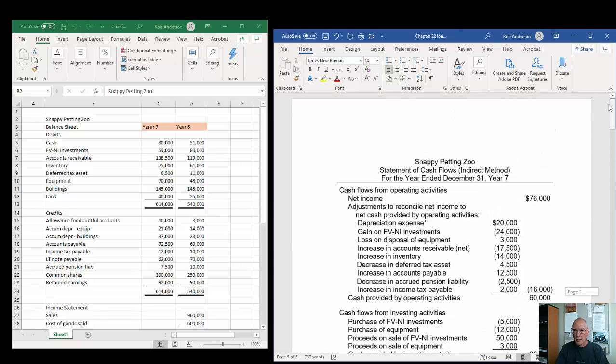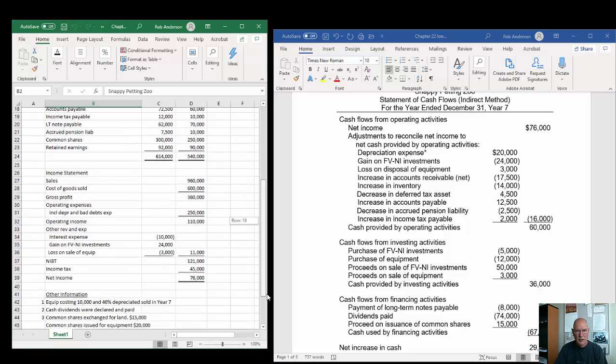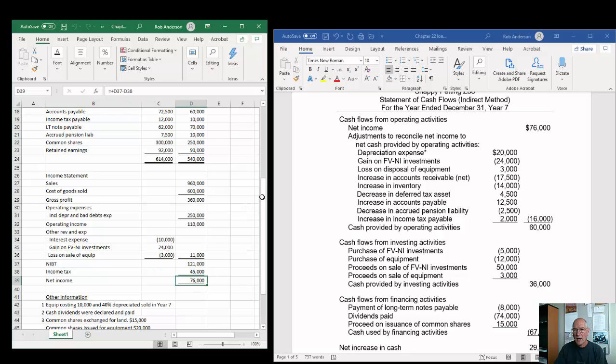So I'm going to scroll up here, and here is our actual statement of cash flows. So we're picking up our net income. I'll just scroll down here a little bit to show you. Here's our net income for the year. And of course, under the indirect method, we begin with net income, but then we say, hey, net income is not the same as cash. Let's do all of these adjustments to net income to figure out what we actually got in cash from running our business, essentially operating activities.